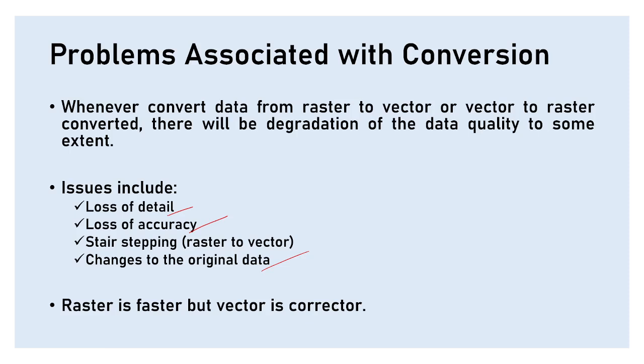So if all you need is to see a location or for navigation purposes, then raster data is sufficient, right? You just need to see the area, you can travel, whatever it is. But if your purpose is different, like if you have to map an area, then you might need the vector data, which is more correct and accurate.